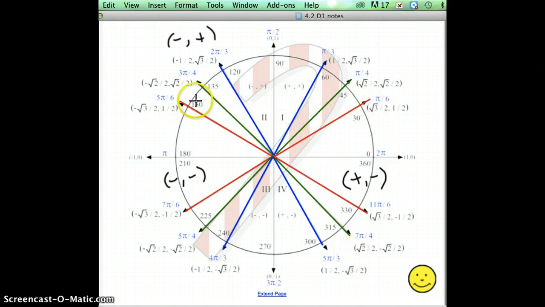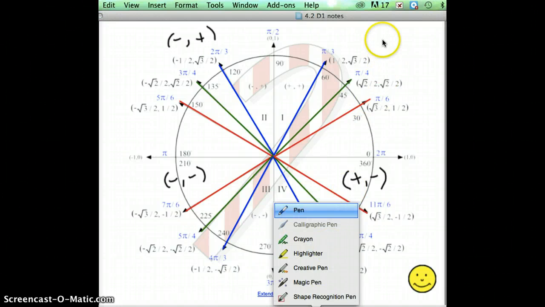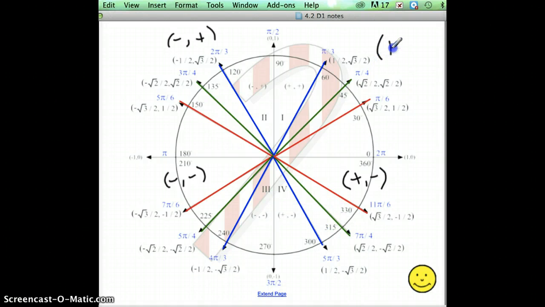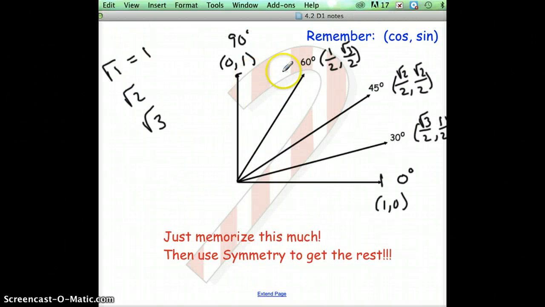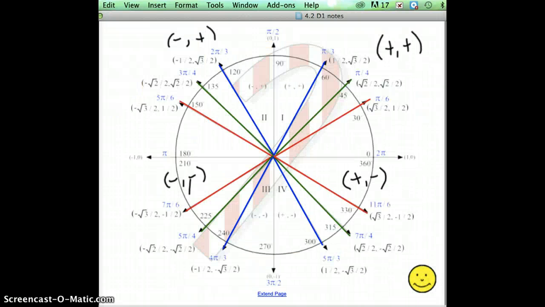So if you look, all the red points look the same. They all have square root of 3 over 2, comma, 1/2. But it's just their signs that change. If you look at all the greens, they're all square root of 2 over 2, square root of 2 over 2. It's just the signs change. And if you look at all of the blues, all the blues have a 1/2 first and a root 3 over 2 second. It's just the sign changes. So it's all symmetry. So again, if you can just remember the first quadrant, all you have to do is reflect and make the sign changes to get the rest.